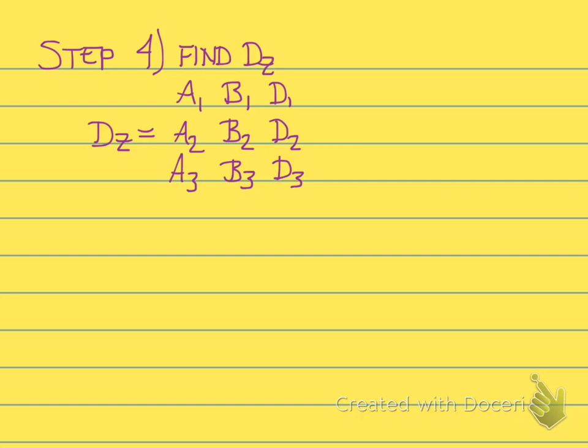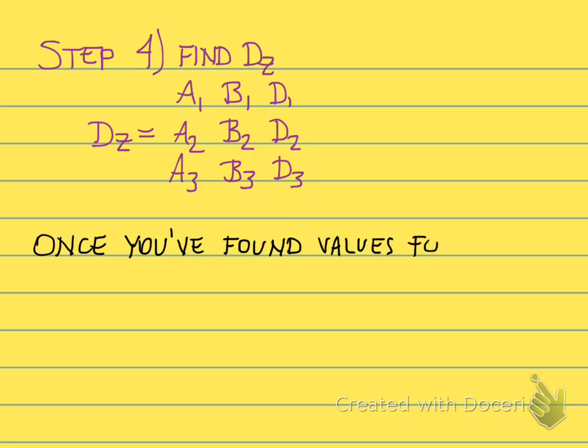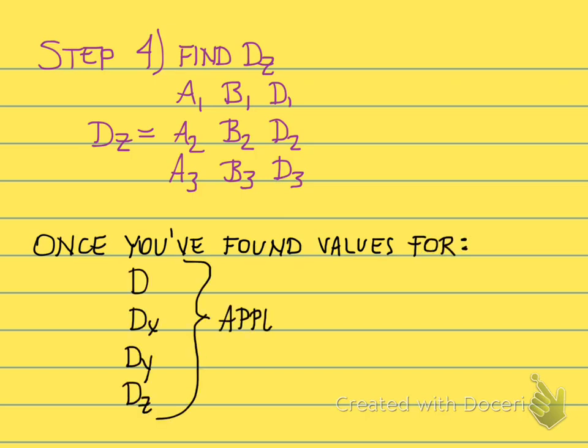So as you see, when we're finding our sub values, whatever sub value we're finding, we're substituting that D column of values in the column for whatever sub value we're finding. So after we have our D value, our D sub X, D sub Y, and D sub Z, once we found all of those values, we're going to apply Cramer's rule.